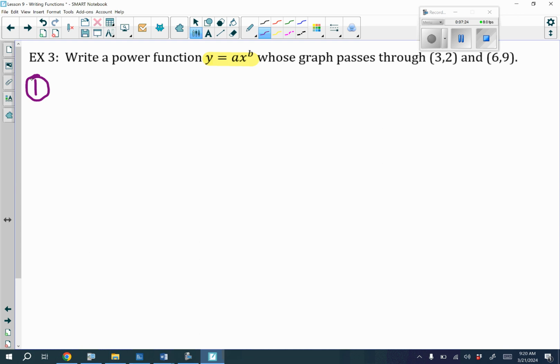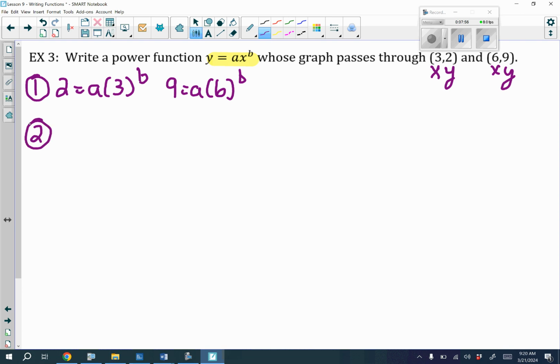The first step is to write the two functions using the 2 points they give to us. Here, my first point is (3, 2). My y value is 2 equals a, and my x is the base, which is 3, so I have 3 to the b power. And my other one is 9 equals a times 6, my x, to the b. So be careful on where you're plugging in your values, okay? Now, second step, once again, we are going to divide the functions and solve for b.